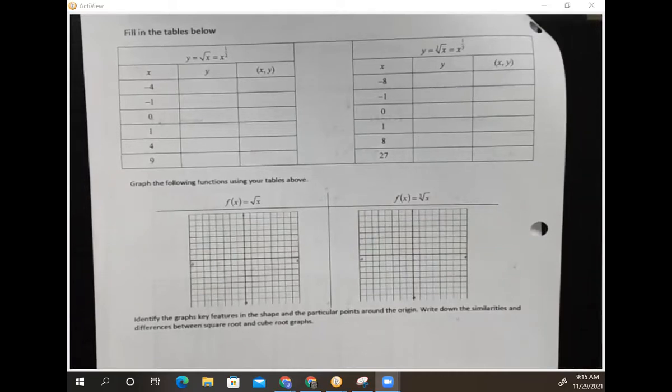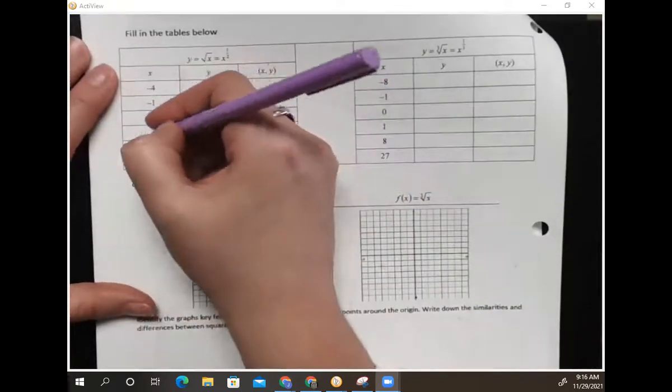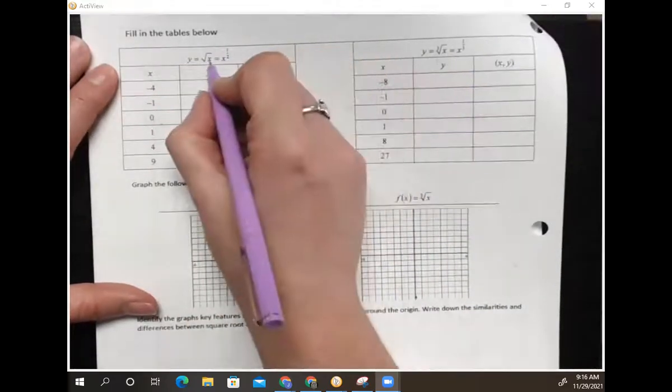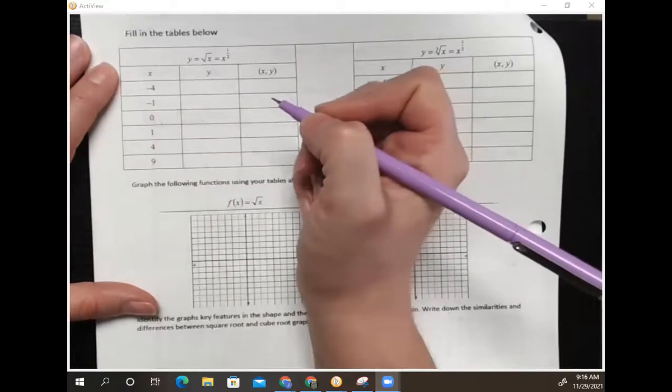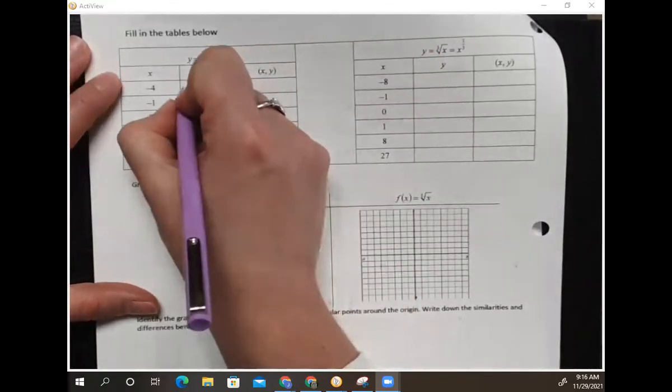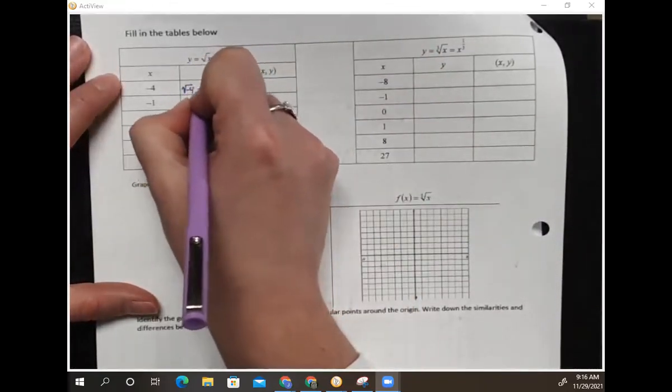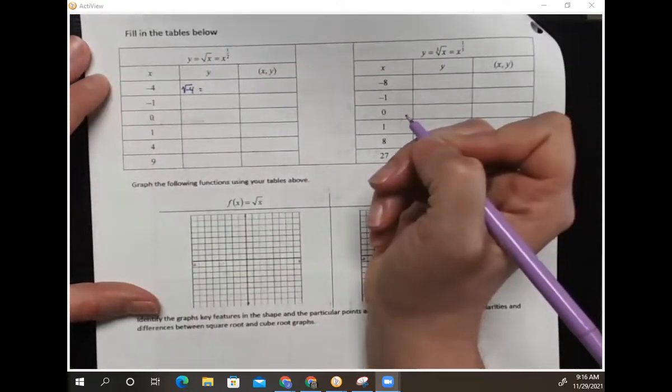Okay. So the first thing we're going to do is make a table and talk about what that function is going to look like. So we'll get into using those transformations here in a little bit, but we're going to start by just making a table. So we have some values for x here, and then our function is to take the square root of those values. So if we take the square root of -4, what do we get?